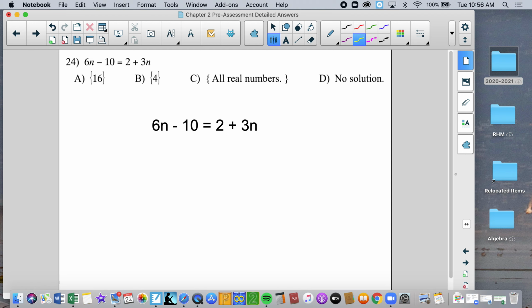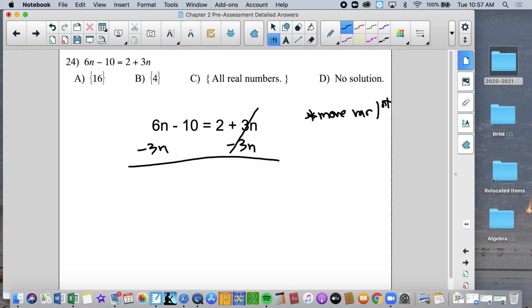So I need to remember I'm always going to move variables first. So I'm going to move the variables either to the left side or to the right side. I'm going to get rid of this positive 3n and move it to the other side. What gets rid of a positive 3n? A negative 3n. These cancel. That leaves me with 3n minus 10 equals 2.